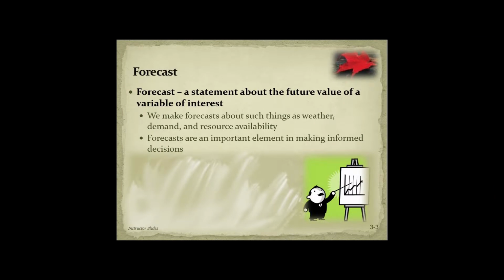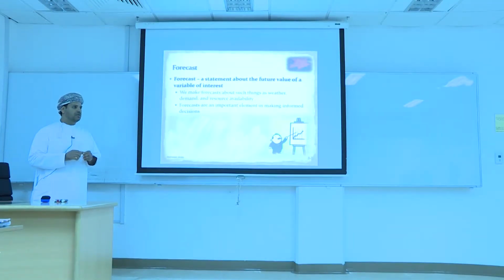So what does a forecast really mean? A forecast means a prediction. You predict the future. In Arabic it means a tempo. Variable of interest: you cannot make a forecast about something in the future without specifying exactly what you will be making a forecast about.